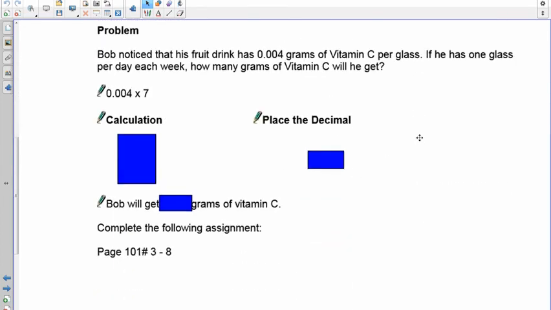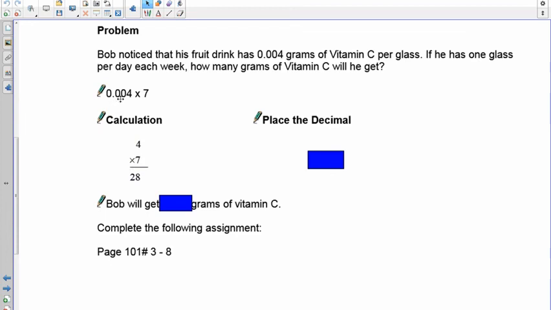Okay, next problem. Bob noticed that his fruit drink has 0.004 grams of vitamin C per glass. If he has 7 glasses per day, how many grams of vitamin C will he get? All right, now remember, when you multiply, the first thing you're going to do is forget about the decimals, just going to multiply the 4 by the 7. Now you should be able to do 4 times 7 without any difficulty because that's in your times tables.